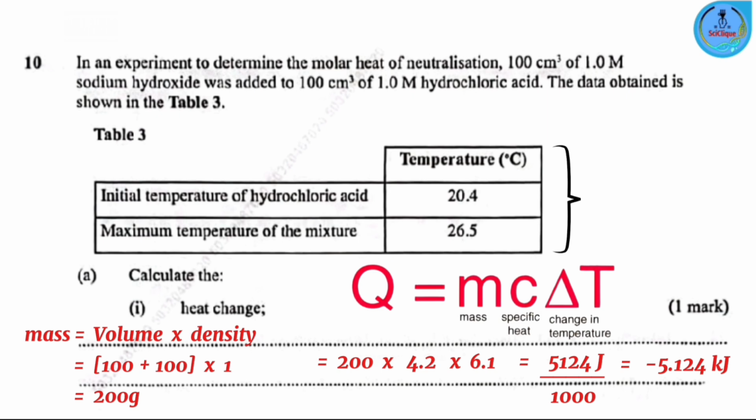We are going to place a negative sign. Why? This negative sign shows us that this reaction is exothermic. Heat energy was given out. So enthalpy changes of exothermic reactions are assigned a negative sign. So our final answer is negative 5.124 kilojoules. We'll end there with part A. Part A, Roman 1.